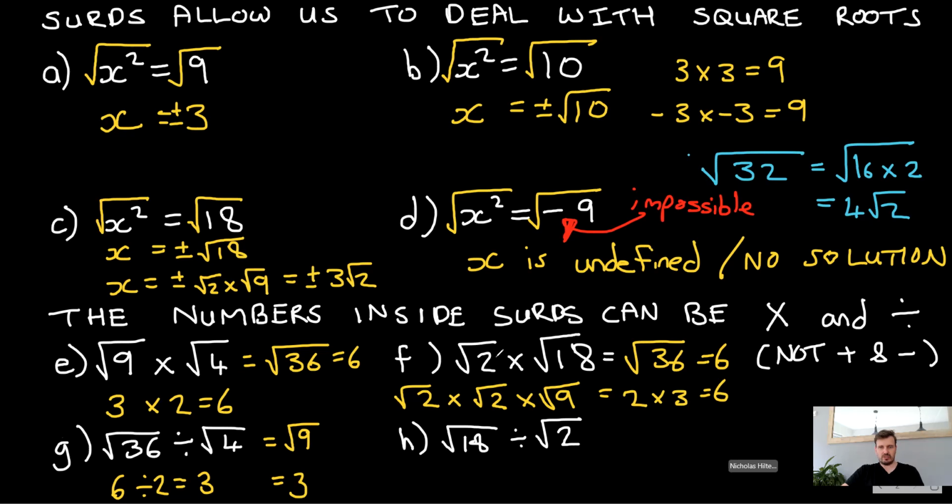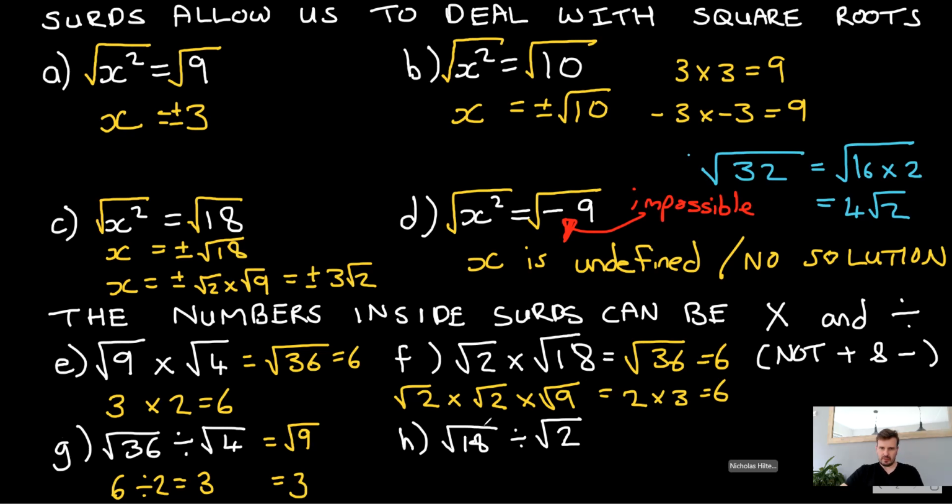And so particularly with F, where you have 2 and 18, which don't work nicely. But when you times 2 by 18, you get 36, and that is much easier to work with because 36 is a perfect square. So when you're dealing with surds, you need to know your perfect square numbers, which we'll do just now.